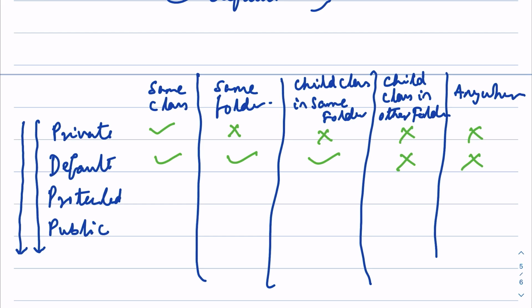What is protected? In protected, similarly, this is accessible, this is accessible, this is accessible, this is accessible, and this is not. And in public, everything is accessible.